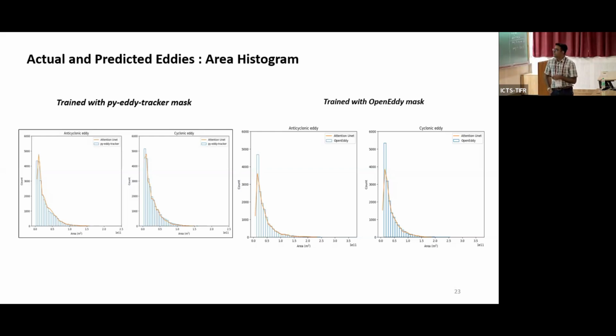Okay, so this histogram tells us two things. One is that our deep learning model is doing well because it is following the curve of the histogram, which is detected by the traditional software. And the large number of eddies consist of the smaller area, which means the eddies are concentrated in the smaller areas, and as we increase the area, the bigger size eddies are very few in number.